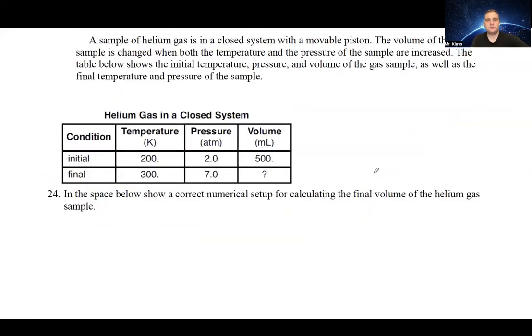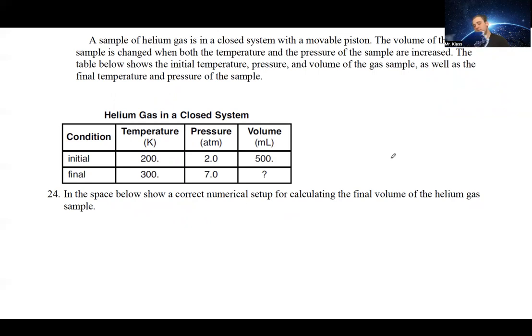Okay, let's look at something different. A sample of helium gas is in a closed system with a movable piston. The volume of the gas sample is changed when both the temperature and the pressure of the sample are increased. The table below shows the initial temperature, pressure, and volume of the gas sample, as well as the final temperature and pressure of the sample. So what is the question asking? It says, in the space below, show a correct numerical setup for calculating the final volume of the helium gas.